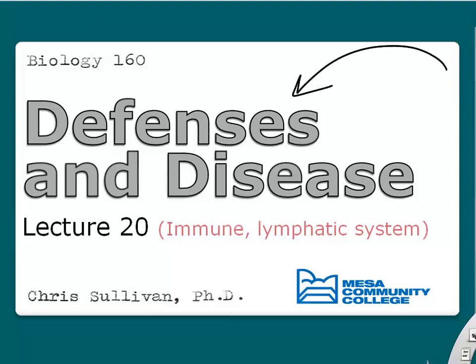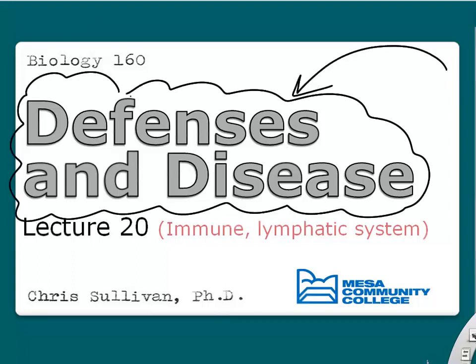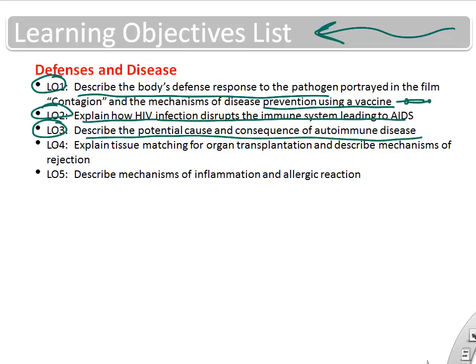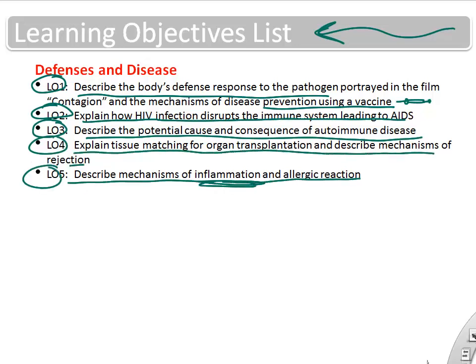This video will cover defenses and disease. The learning objectives that we'll cover include describing the pathogen in the movie Contagion and talking a little bit about virus vaccines, explain HIV and AIDS. We'll talk a little bit about immune disease as well as organ rejection, and finally allergy and allergic reactions.